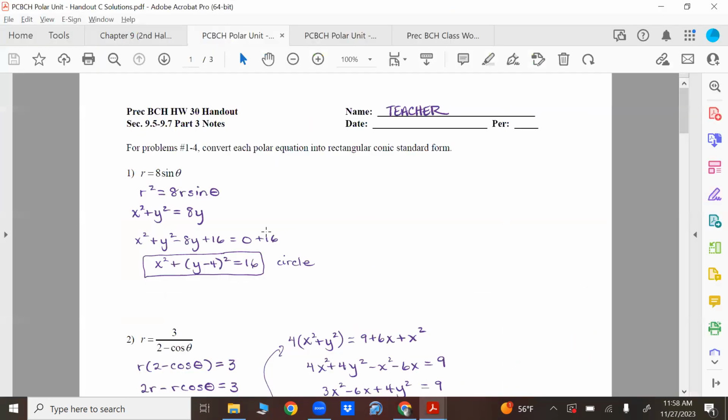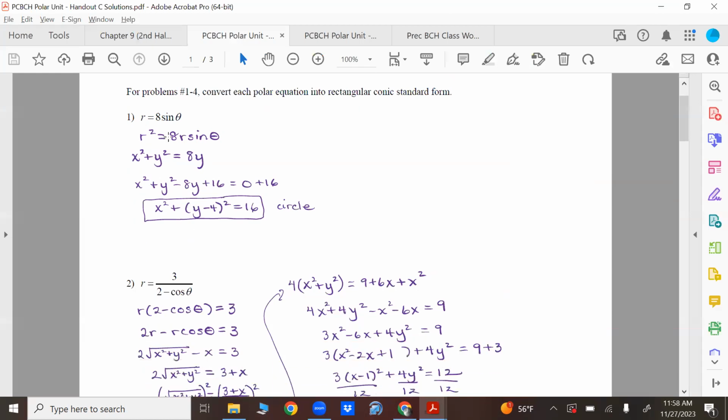So here for 1 through 4, you're supposed to convert each polar equation to rectangular form. So remember, r squared is x squared plus y squared, r sine theta is y, r cosine theta is x. So if you multiply both sides by r, then you can easily do the substitution and then complete the square to get the equation of the circle there. So that polar function is going to be a circle.